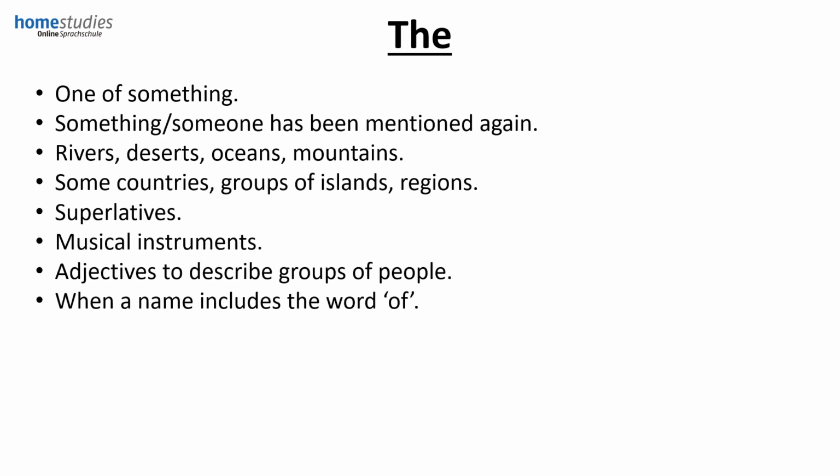Now, let's have a look at the, or the definite article. We use this when we're talking about one of something. Something or someone has been mentioned again. Rivers, deserts, oceans and mountains. Some countries, groups of islands and regions. Superlatives, musical instruments, adjectives to describe groups of people, and when a name includes the word of.